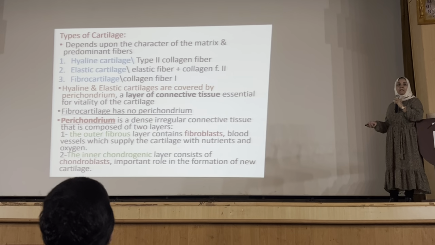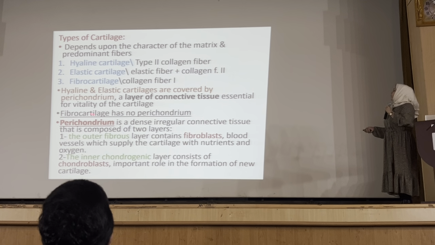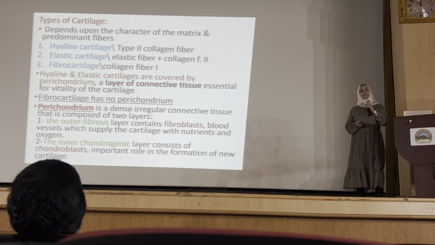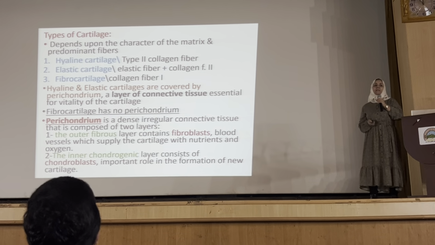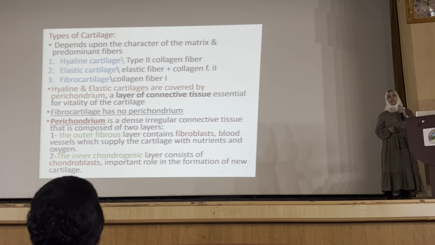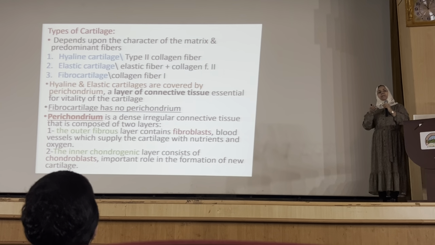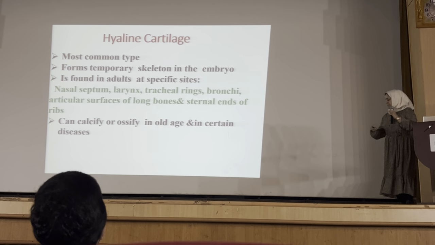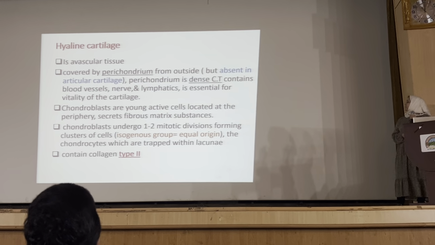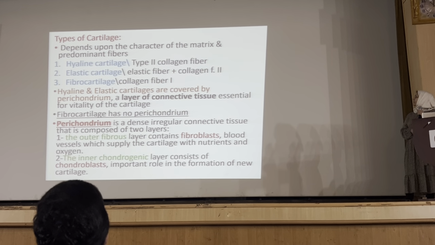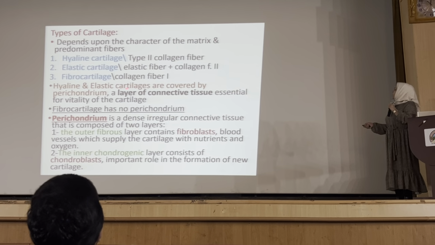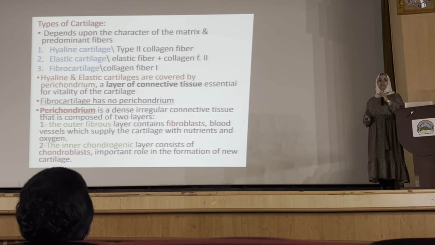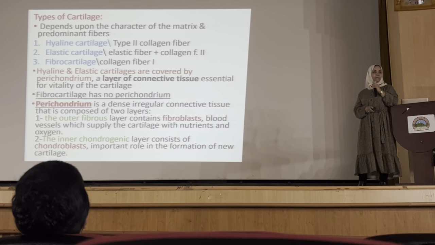It is connective tissue, essential for the vitality of the cartilage. The main point about cartilage is that it is an avascular tissue, meaning blood vessels do not enter it; nutrients reach the matrix through the perichondrium. So hyaline and elastic both have perichondrium, with one exception, type 3, which is fibrocartilage, it has no perichondrium.